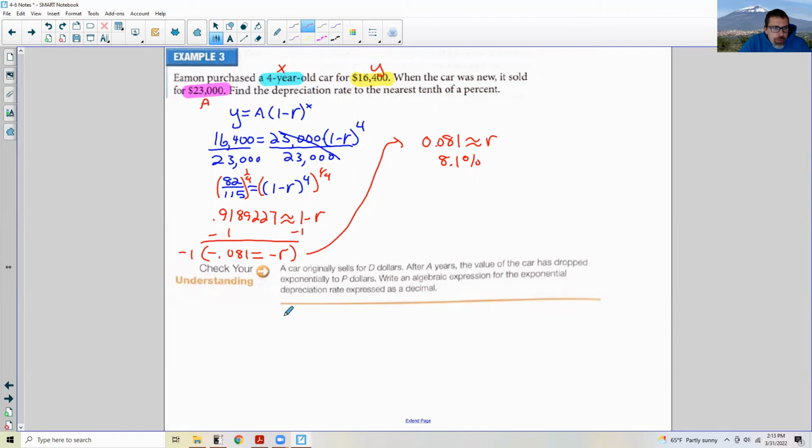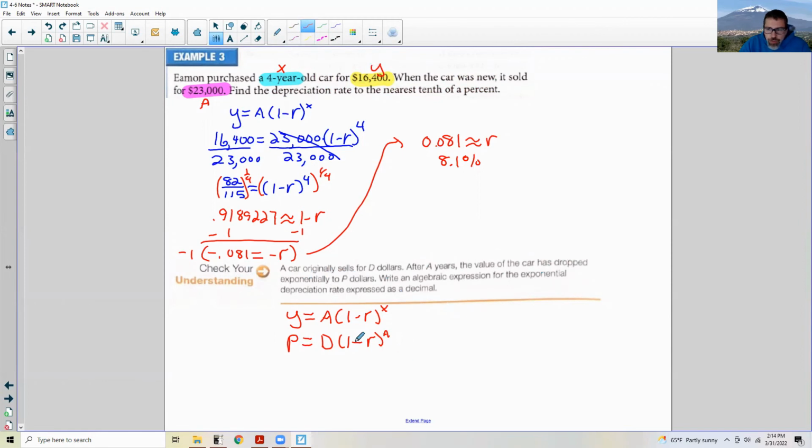So now I have Y equals A times 1 minus R to the X. And it says a car originally sells for D dollars. That's the original price. That goes where A is. So that is going to become D. After A years, the value of the car is dropped. Well, A years is going to be this variable here. So it's going to be 1 minus R to the A. Okay, after A years, the value of the car dropped exponentially to P dollars. So there's the formula. P equals D times 1 minus R to the power of A.